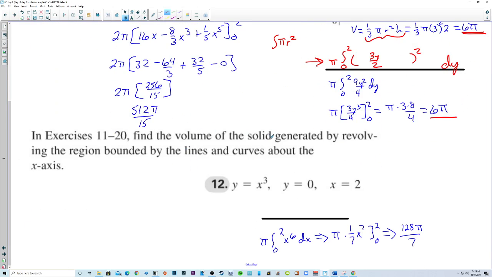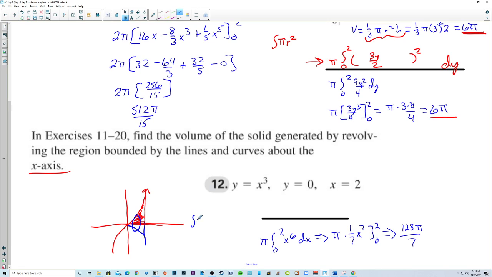Find the volume of the solid generated by revolving the region bounded by the lines and curves about the x-axis. So let's make a little sketch of this. X to the third looks like this. Y equals 0 is the x-axis, and x equals 2 is this vertical line. So we're taking this region right here, rotating that around the x-axis. And again, it's right up against the x-axis. So here's the 180-degree turn like that, and we're going to rotate this around. So these are almost like one of those little Sorry pieces, if you ever played the game Sorry.